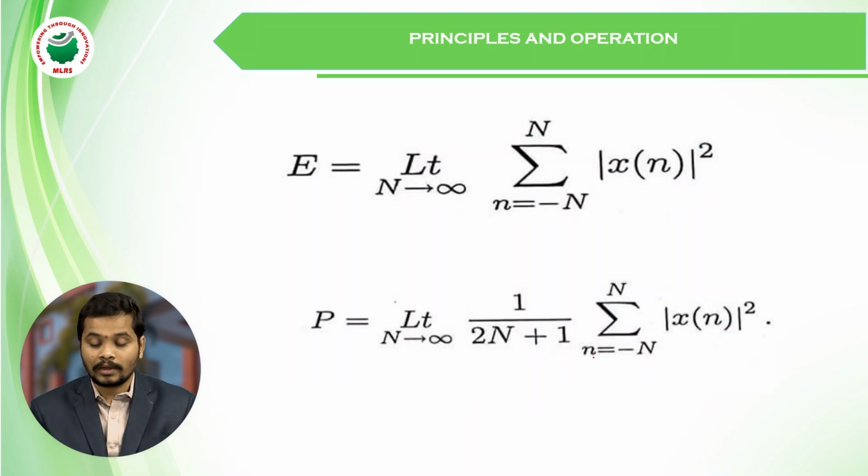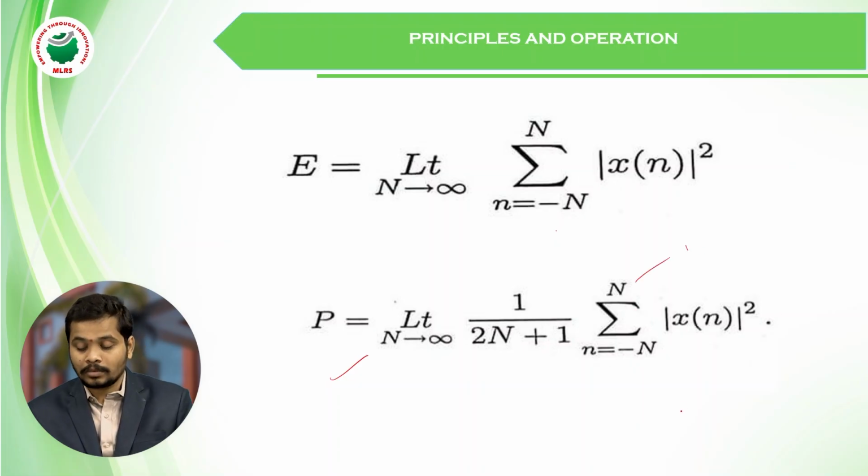And how do we calculate the energy and power of a signal? For that we have formulas. For calculating the energy, E equals limit N tends to infinity, summation n equals minus N to N, mod of x[n] whole square. For all these types of signals, we will see examples also. And coming to the power, P equals limit N tends to infinity, 1 by (2N plus 1), summation n equals minus N to N, mod of x[n] whole square, where n is the sample and x[n] is the signal.